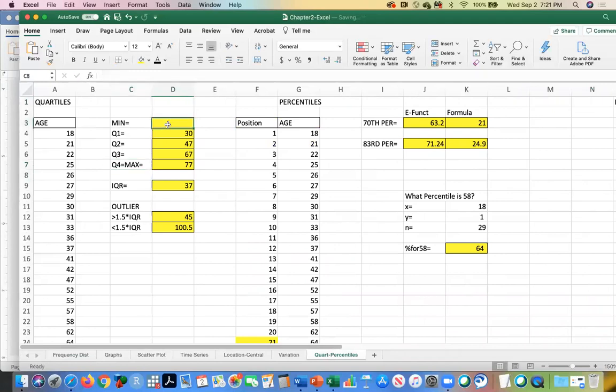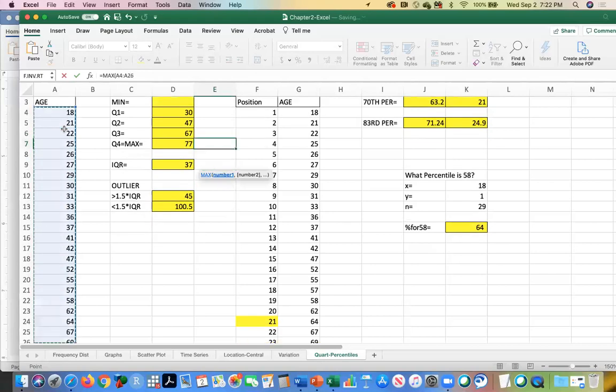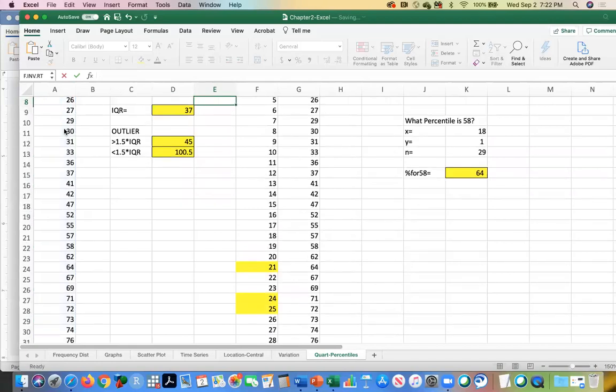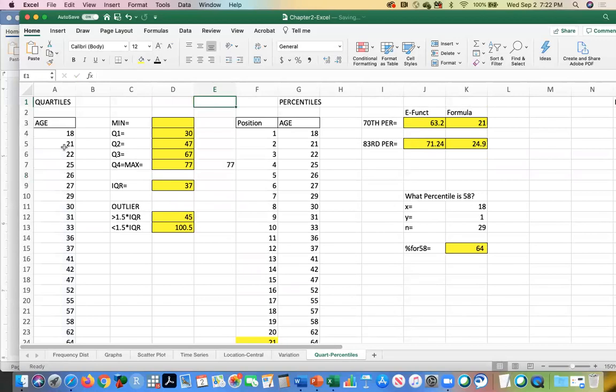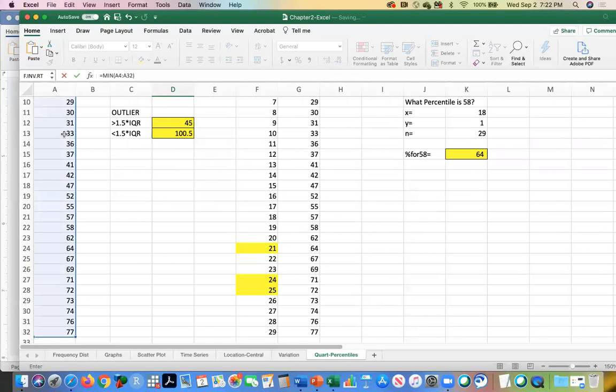So all I have to do is find the minimum. I can find quartile 4 by doing the quartile formula, or I can say equal maximum. In this case, I want to find the maximum value in my data set. Of course, I know it here because the data is already organized. It tells me what is the largest, but it can also tell me what is the minimum value. Once again, this is just for practice because we already know that the minimum value is 18, right?